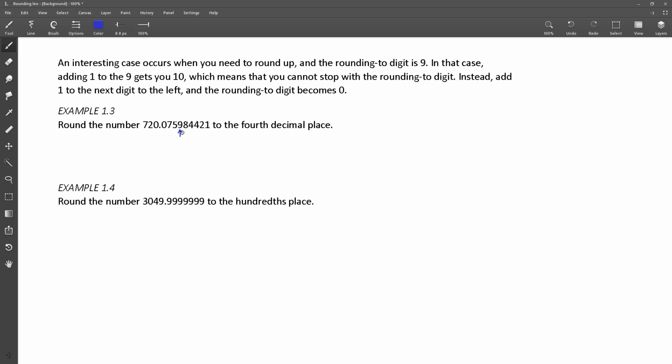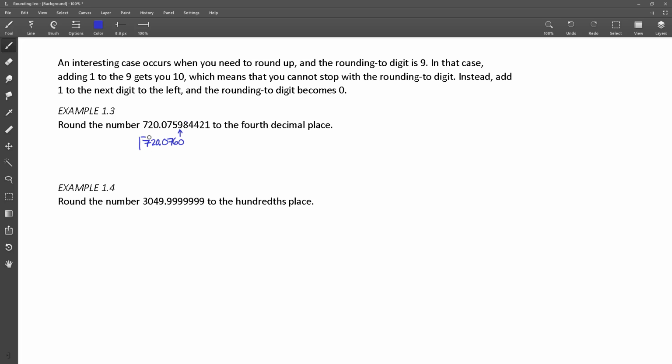So that means we need to add 1 to this 9. But when you add 1 to the 9, you get 10. When that happens, what you actually have to do is change the 9 to a 0 and add 1 to the digit immediately to the left. 5 plus 1 is 6.